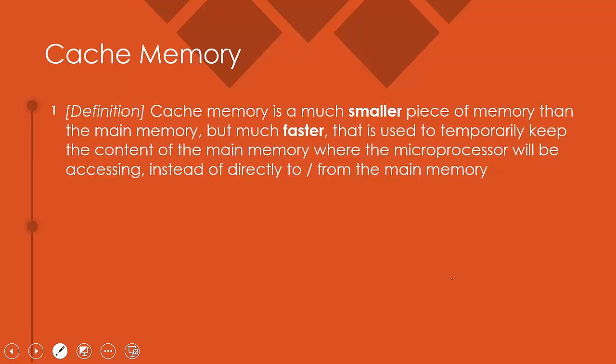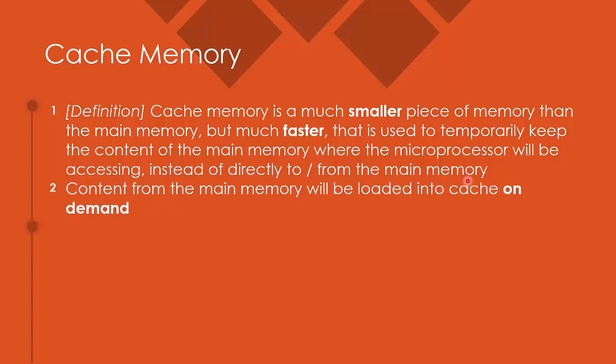Let us define cache memory. Cache memory is a much smaller piece of memory than the main memory, but much faster. It is used to temporarily keep the content of the main memory that the microprocessor will be accessing, instead of going directly to or from the main memory. That is basically the meaning of cache. Content from the main memory will be loaded into cache on demand by the microprocessor.